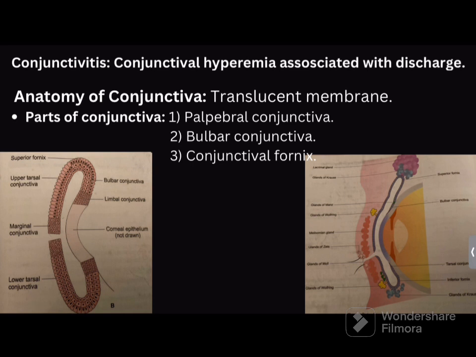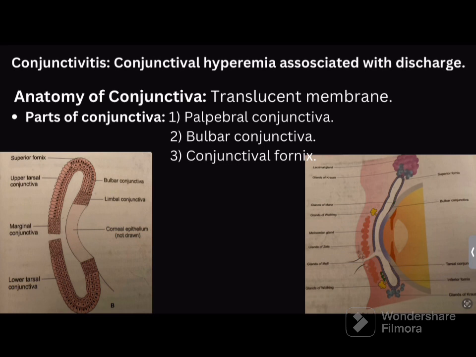Now, this discharge can be either mucopurulent, watery, mucus, or purulent, depending on the type of conjunctivitis. For example, in acute bacterial conjunctivitis, the type of discharge is mucopurulent, whereas in viral conjunctivitis, most of the time it is a watery discharge that you would see.